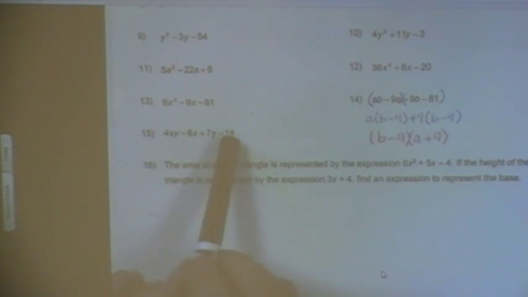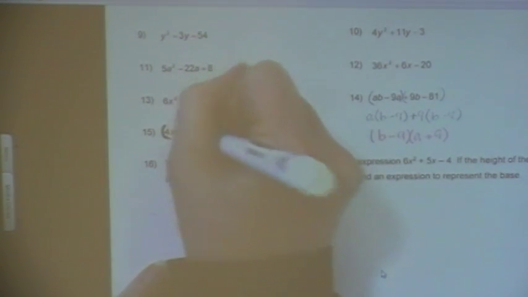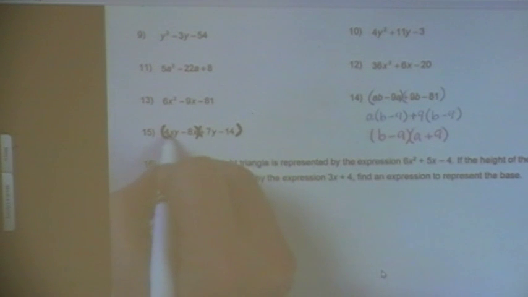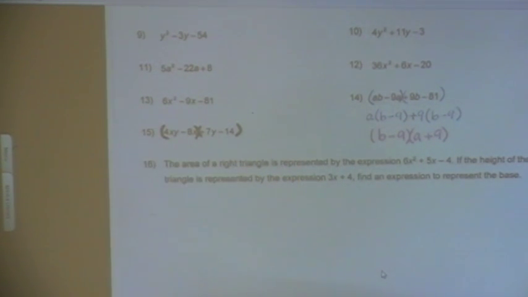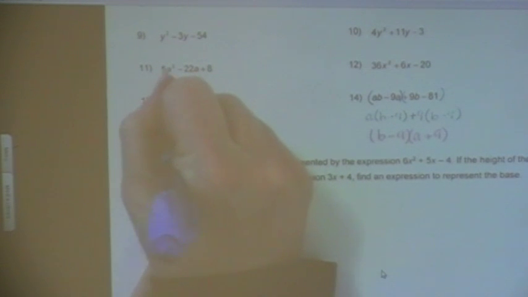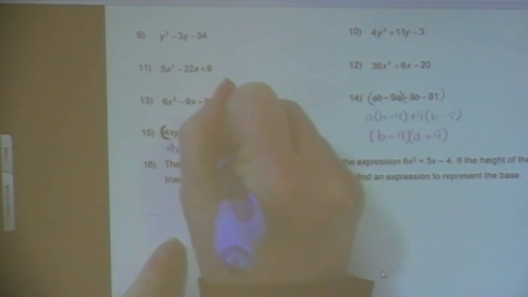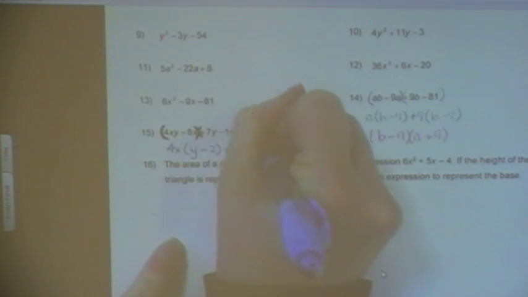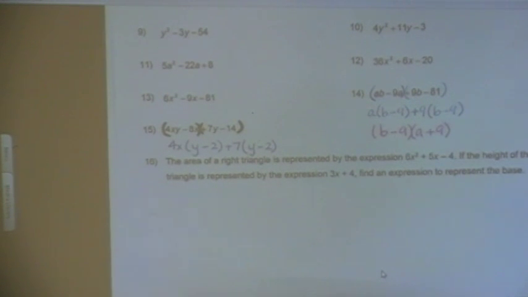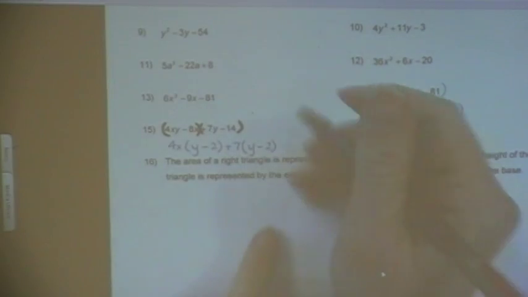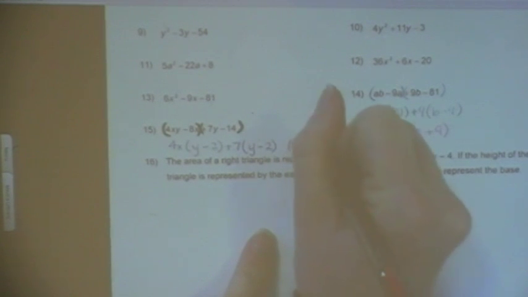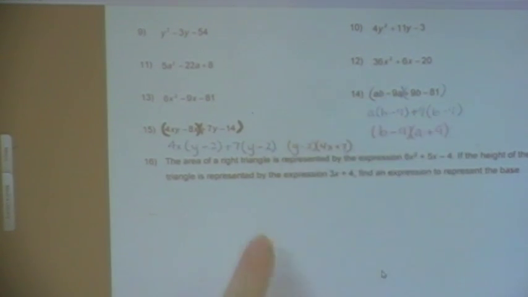Alright, next, number 15. Checking to see if there's something in common in all 4 terms. There is not. So I'm going to go ahead and group. Looking for a GCF of this first piece. It looks like a 4x. That would leave me just a y and a minus 2. Plus 7. Y minus 2. Making sure that these parentheses are the same. They are. So that becomes your GCF, y minus 2, and you're left with 4x plus 7.